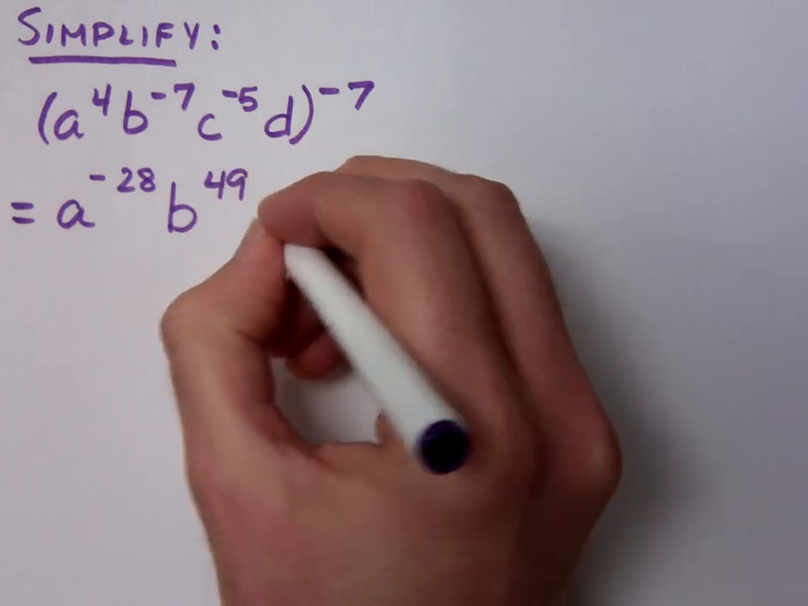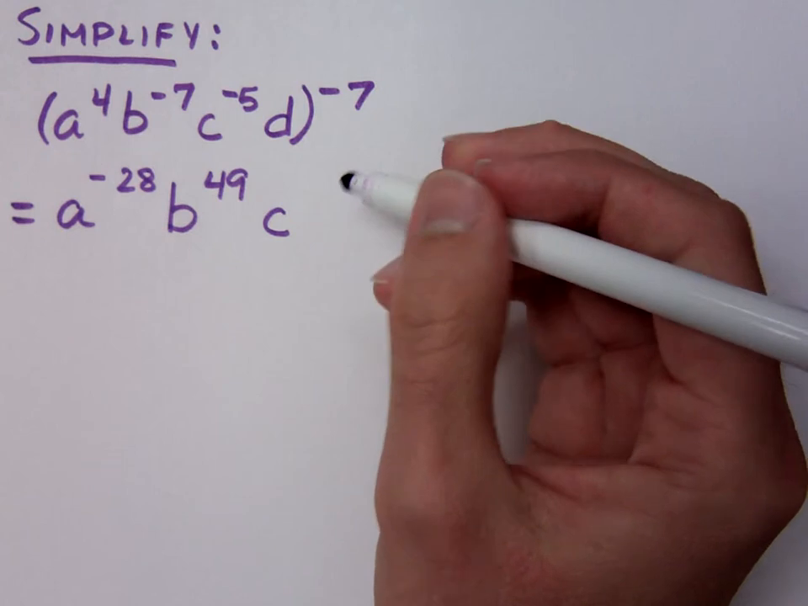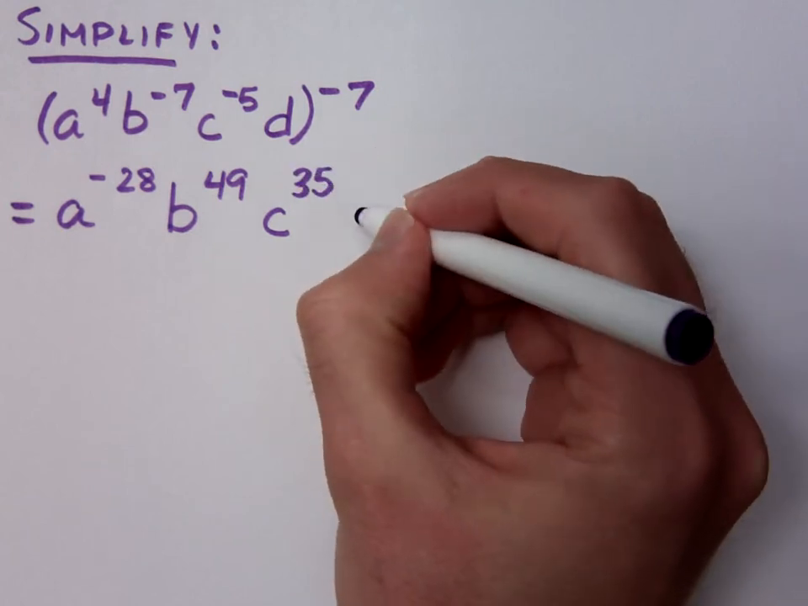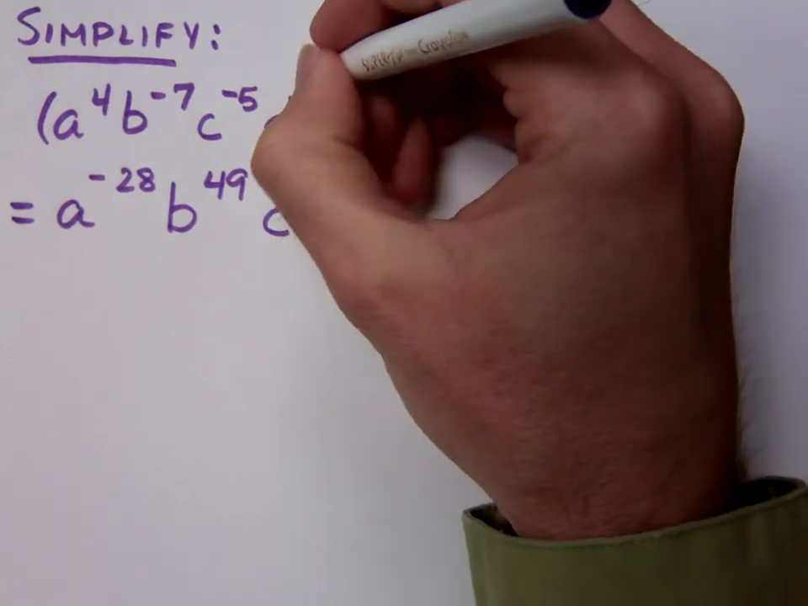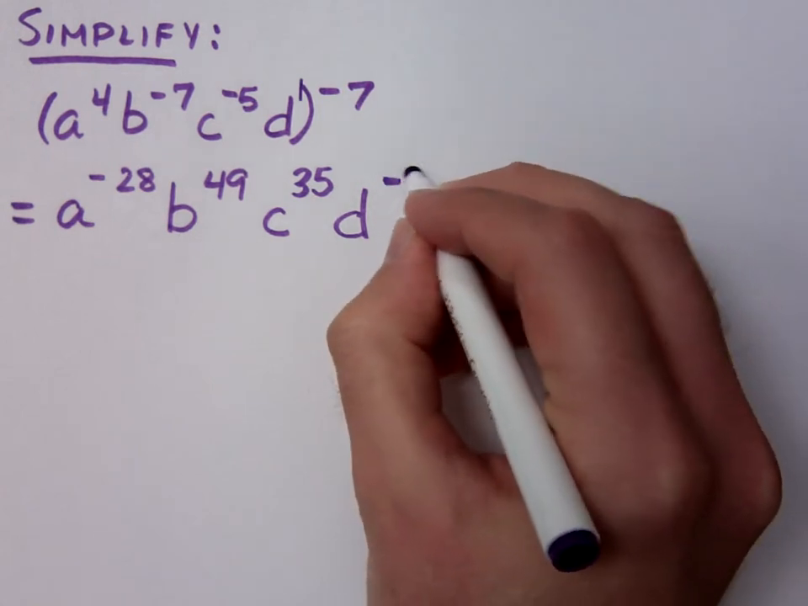C to the negative 35th, right? And then what about D? Is he just D to the negative 7? Right, it's understood that he has an exponent of 1. So 1 times negative 7 is negative 7.